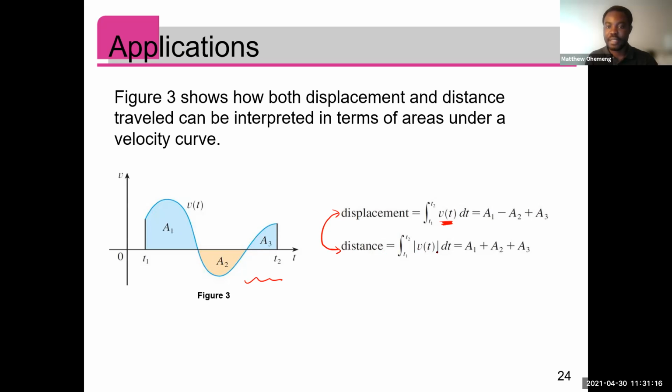On the other hand, distance cannot be negative, right? So even for A2, which is negative, when we take the absolute value and take the integral, the absolute value will make this positive so that we get the total distance to be A1, A2, and A3 all added together.